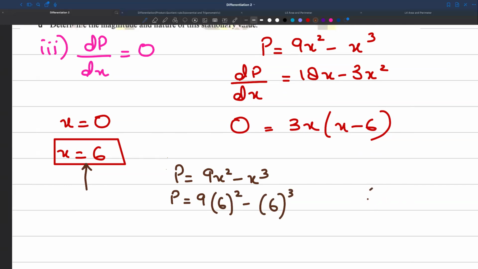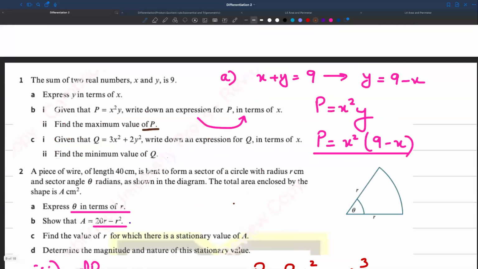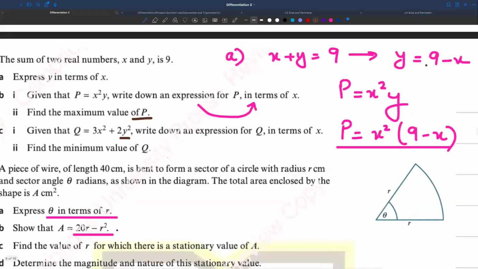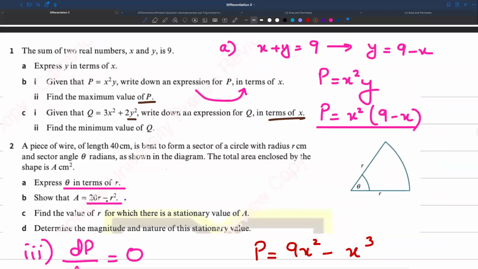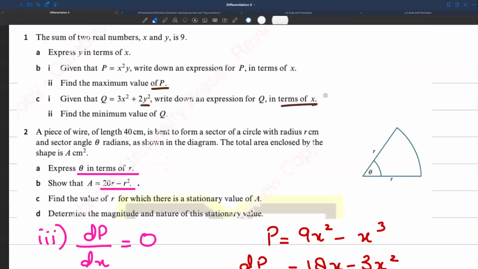When they ask you for the coordinates, you will write down the coordinates as they are. If they ask you for the maximum value of p, you will just give the p value, like in this case, whatever this value is. So that's the first bit. It says, given that q is equal to this, write down an expression for q. It's the same thing: in place of y, you will write 9 minus x and then do the same thing. I will just go through question number 2 as well. You will do question 1, question 2, all of them, from scratch.